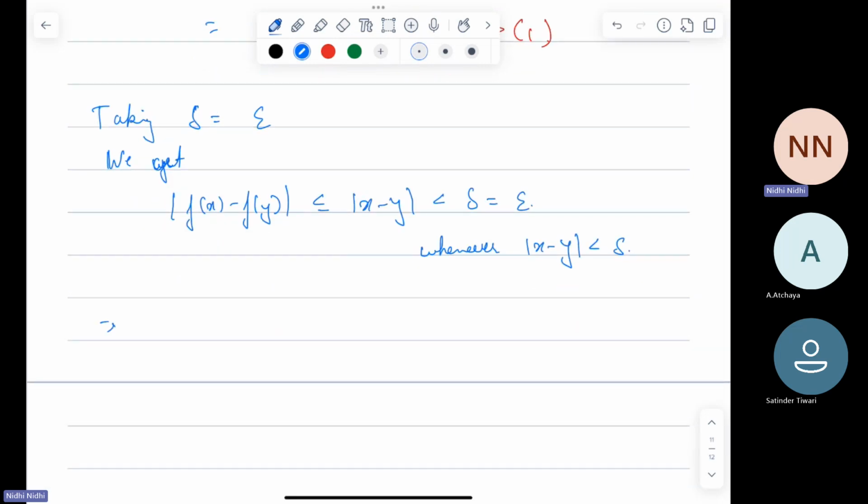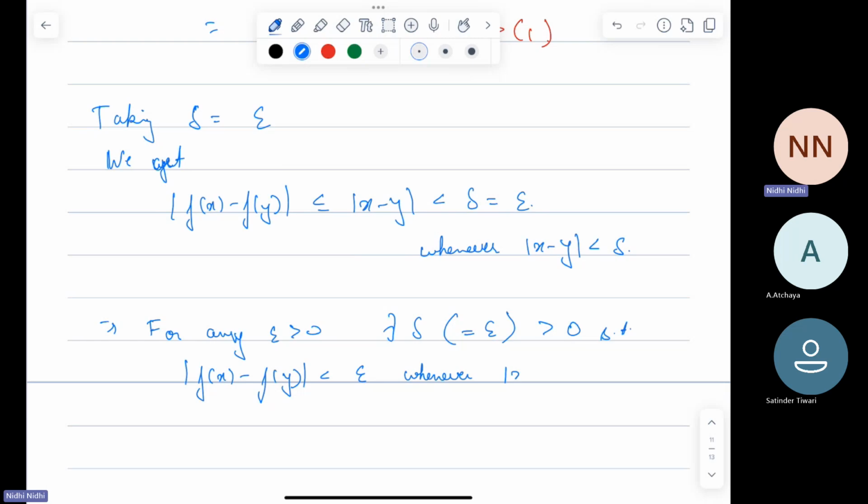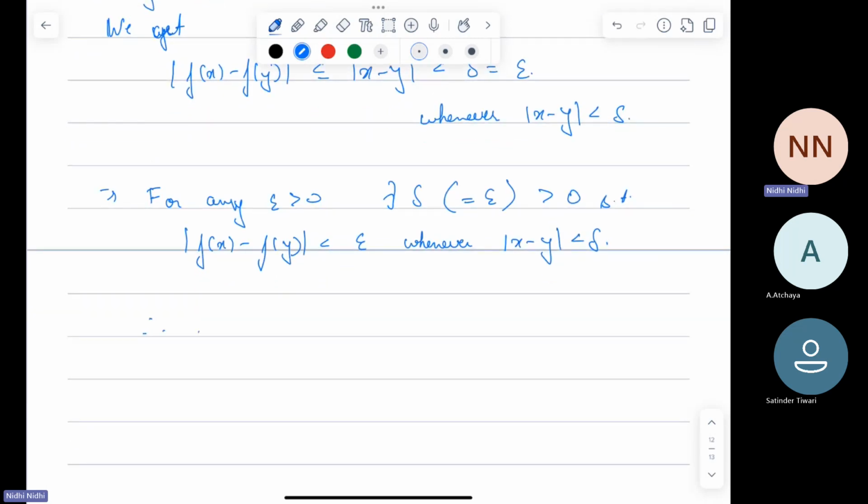Now this gives us that for any epsilon positive, there exists delta which is equal to epsilon positive such that mod fx minus fy is less than epsilon whenever mod x minus y is less than delta. This gives us the uniform continuity. Therefore, f is uniformly continuous on closed 0 to infinity.